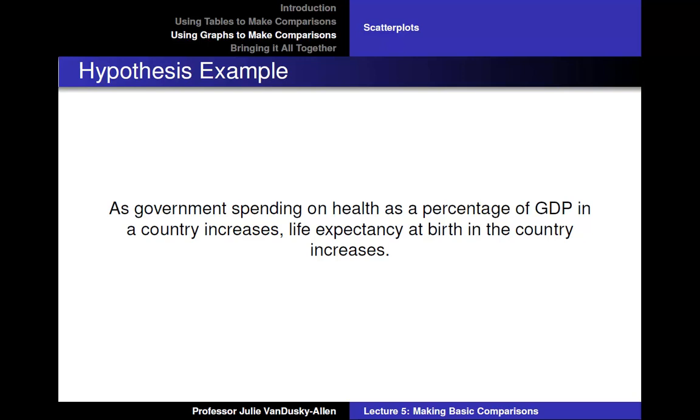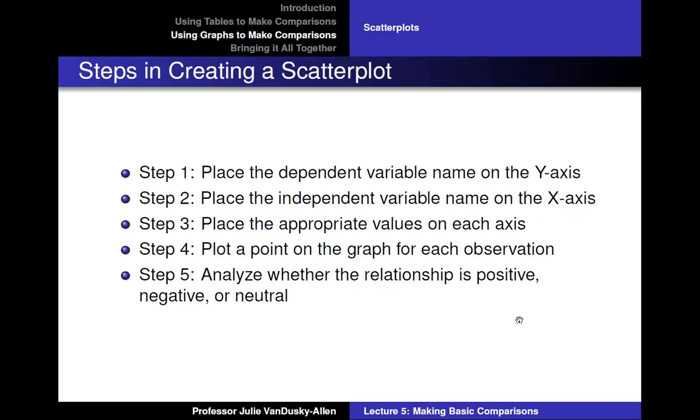As government spending on health as a percentage of GDP in a country increases, life expectancy at birth in the country increases. In order to see if government spending on health as a percentage of GDP in a country has a positive effect on life expectancy, I can set up a scatterplot between government spending on health and life expectancy.